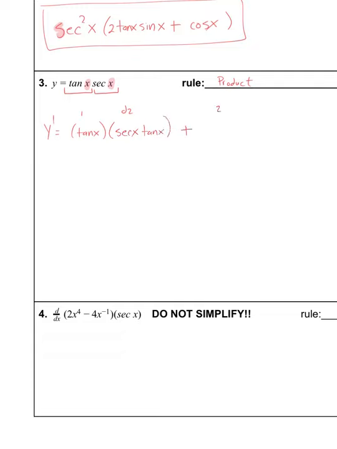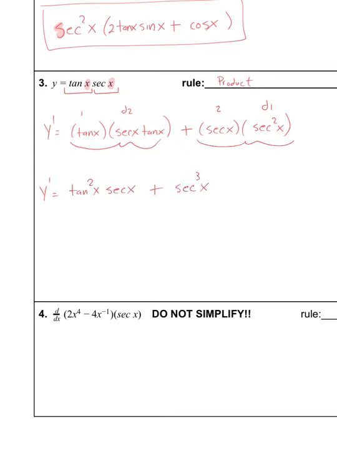Now you come back with the second function as is, the secant of x, and now we need the derivative of the first, and the derivative of the tangent is secant squared of x. All right, now let's clean up each term. Right here, you can multiply the two tangents together, and that gives you tangent squared of x times the secant of x. If we combine that, secant of x times secant squared of x is secant cubed of x. All right, and now we are ready to factor.